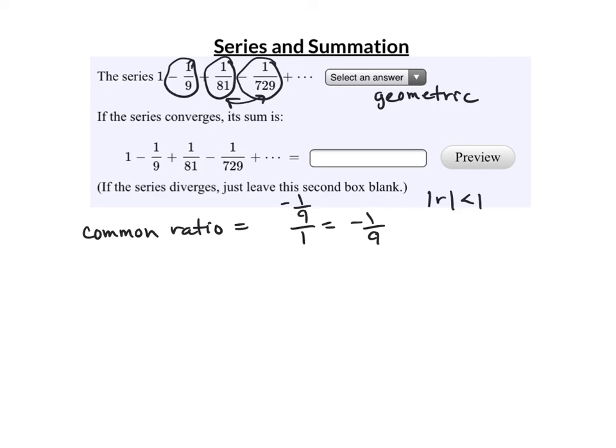So the formula was, again, the sum is equal to the first term divided by 1 minus the common ratio. So the first term is 1 over 1 minus the common ratio, negative 1/9. I'll put this in the calculator, and I get 0.9, which is 9/10.